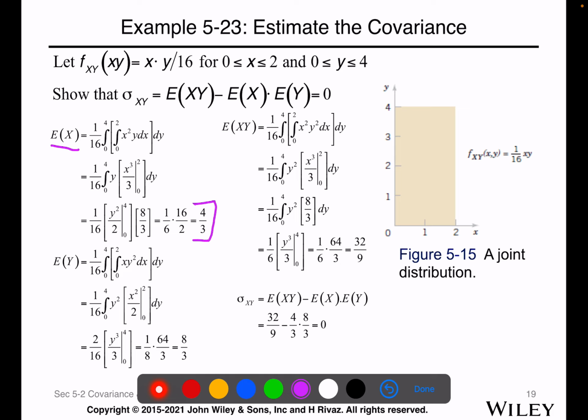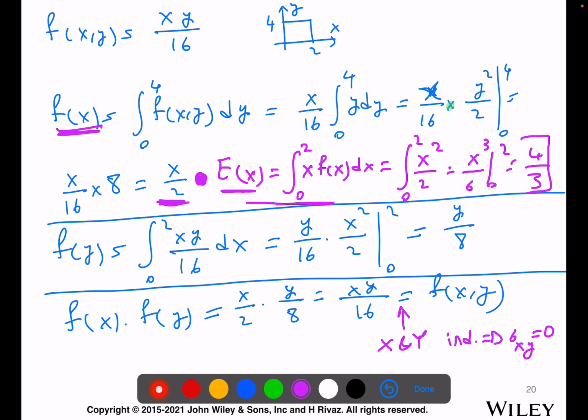And similarly, we can calculate E of y and E of xy. And if we plug in, we see that the covariance is 0. Right? But we didn't need to do all of these. As I showed in the previous slide, once we calculate f of x and f of y, we clearly see that the multiplication of these two is equal to the joint. That means they are independent. That means that that's 0. So we don't really need to calculate E of x or E of y or E of xy. Okay? Any questions? Okay.